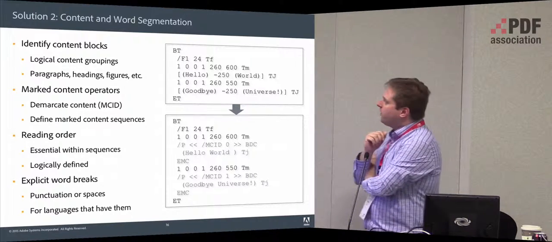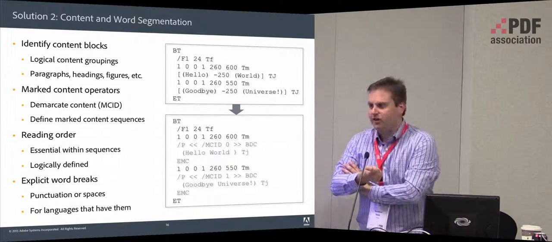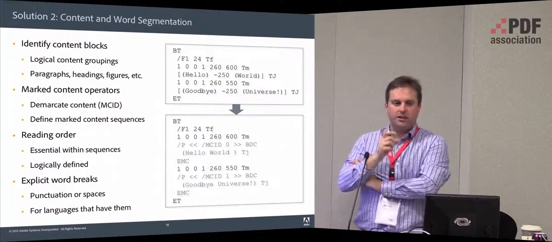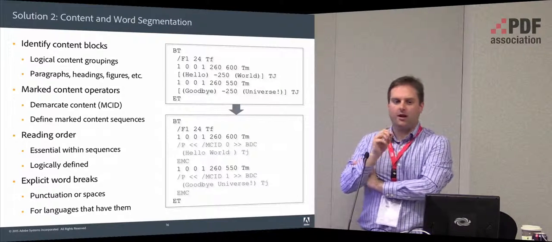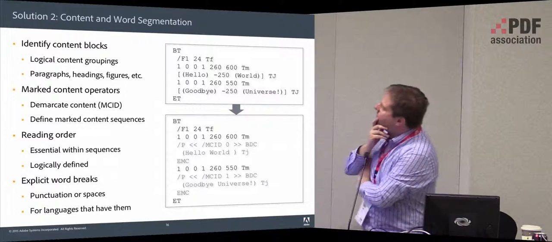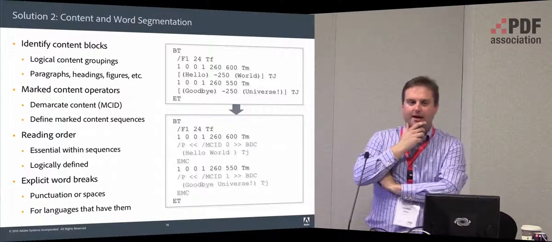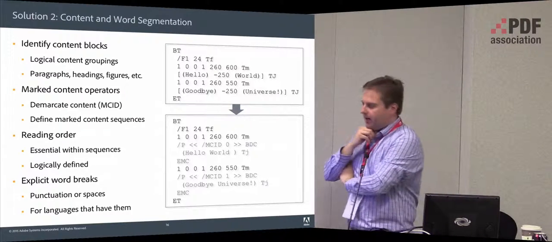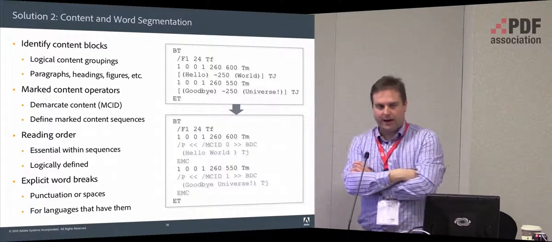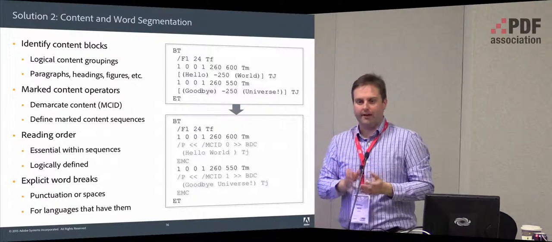To segment a page, what you do is you demarcate the content using marked content operators, and you use marked content IDs, MCIDs, to give each of those demarcated sequences of content a unique identifier. And so you can see here, I've taken that example I used earlier of a begin text sequence, and I've broken it up, and I've demarcated the words. I've done a few other things. I've added spaces to Hello and World because I also have to explicitly disambiguate word breaks. So I've added some spaces.